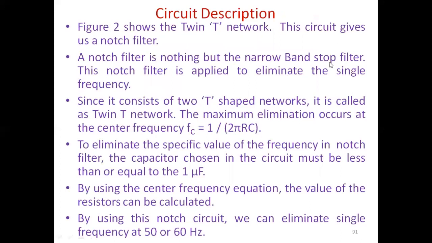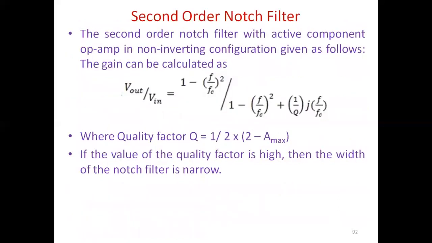A notch filter is nothing but a narrow bandstop filter. This filter is meant to eliminate a single frequency in the middle. There are two T-shaped networks as I told you earlier. Maximum elimination takes place at the center frequency, which is given by Fc equal to 1 by 2 pi RC. How to select the values of C and R? Generally, select the capacitor value equal to 1 microfarad, substitute the value here, determine the frequency, and then find out the value of R. So using the notch filter, we can eliminate a single frequency, either 50 or 60 Hertz.